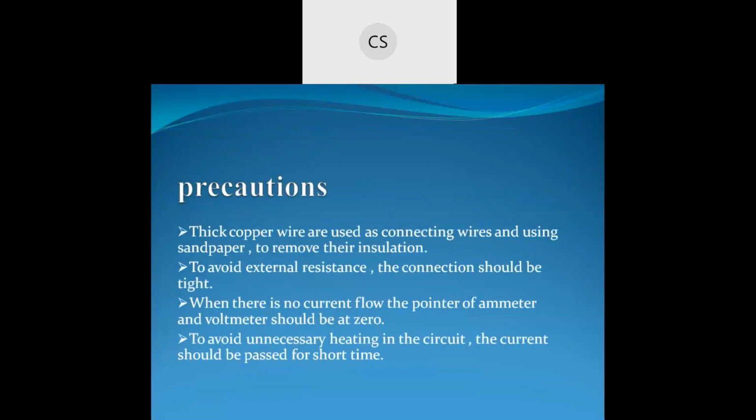Precautions. Thick copper wires are used as connecting wires and sandpaper is used to remove their insulation. To avoid external resistance, the connections should be tight. When there is no current flow, the pointers of the ammeter and voltmeter should be at zero. To avoid unnecessary heating in the circuit, the current should be passed for a short time. Thank you.